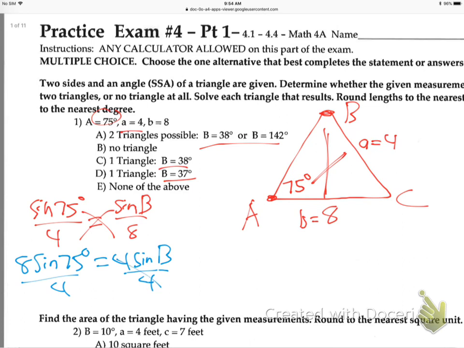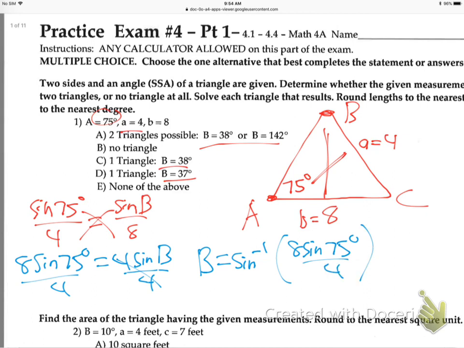Then I got to do inverse sine, don't I? So I'm just going to write it all out and then calculate it all. That way there's no rounding or anything like that. So capital B will be inverse sine of that whole right side: 8 sine 75 degrees over 4. Is that okay? Just go like that.